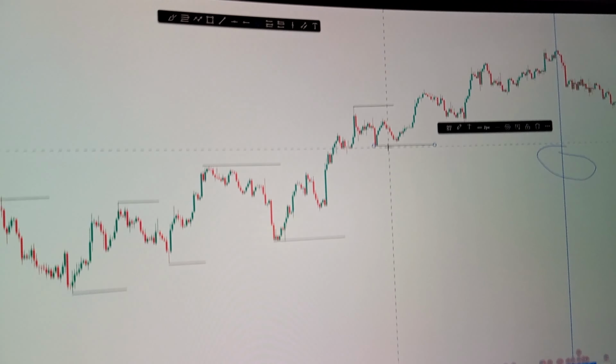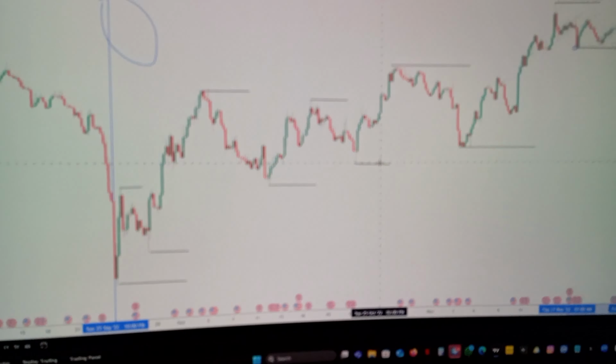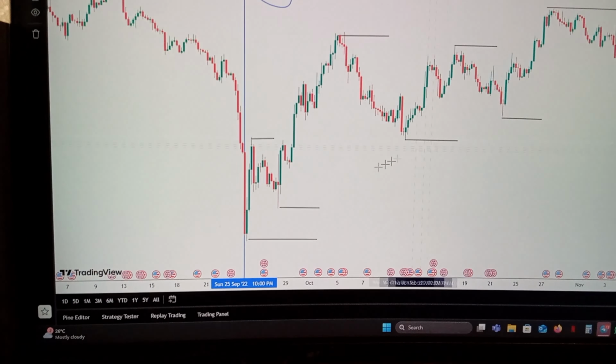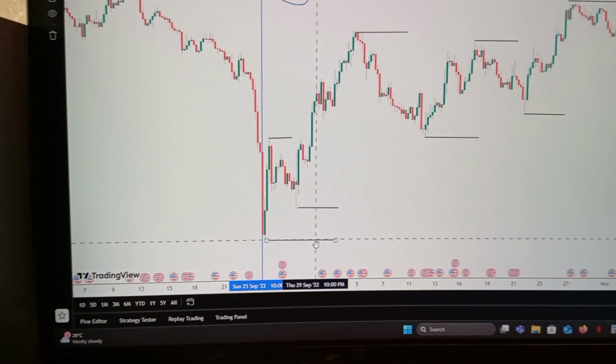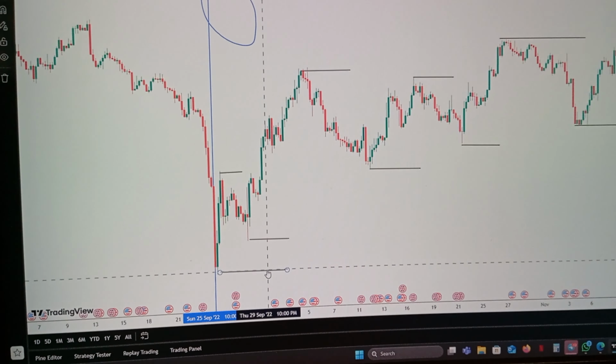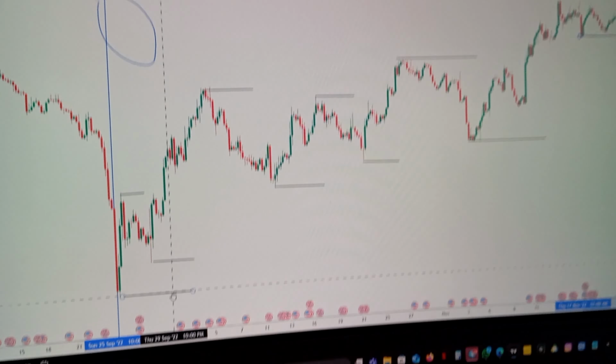This low now is a higher low. You can see that this low is higher than this low. This low is higher than this low. This low is still higher than this low. And this same low right here, guys, is still higher than this low. Okay? Higher lows. That is the characteristic of an uptrend.